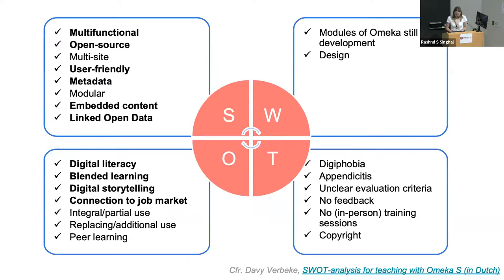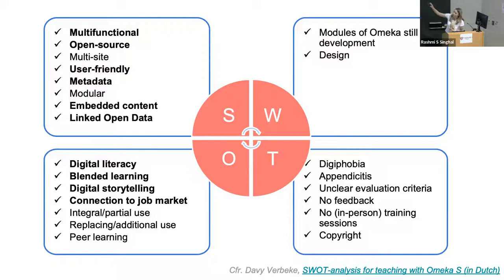So what should we look out for when trying to teach digital humanities and trying to use IIIF? It's actually my colleague Davy Verbeke who made a SWOT analysis specifically for teaching with Omeka S, but I think it could also be applied to teaching with IIIF or teaching with IIIF enabled platforms such as Madoc. The strengths are that it's multifunctional, open source.